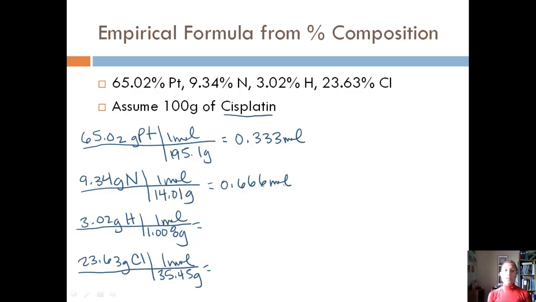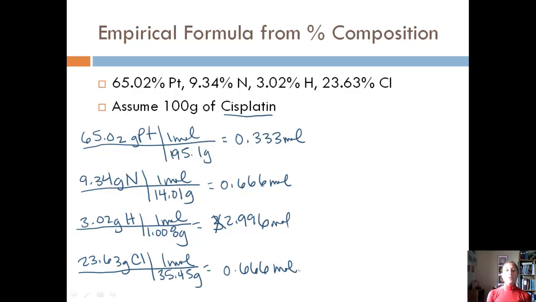What you could do is pause the video and do these on your own, and then follow along and check and make sure that you're getting them correct. If I take hydrogen, I get really close to 3. And I probably should have a few more digits. So let's just check that one real quick. We have 3.02 divided by 1.008. 2.996. I like that better. Let's do that. And then for chlorine, we're going to get 0.666 moles. Okay, so that's step 2. We've converted everything to moles.